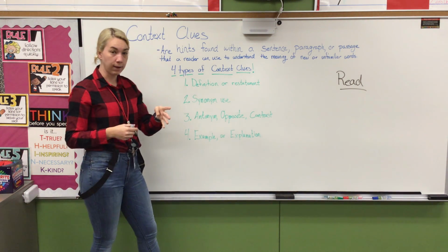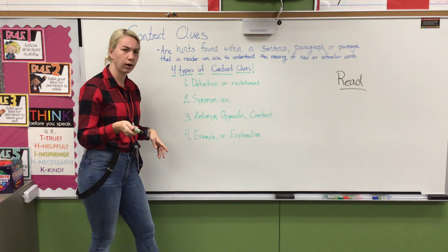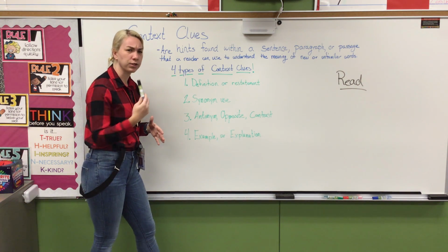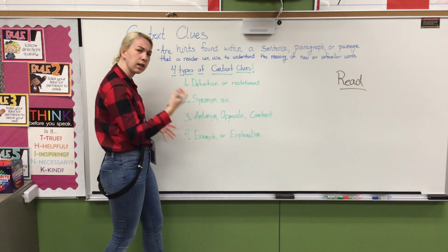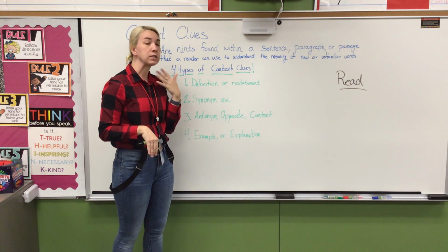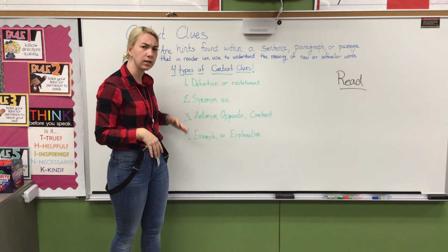There's typically 4 types. I know a video you're going to watch either today or tomorrow will tell you about a 5th type, and that's something we already worked on. We already worked on inferencing. Personally, I feel like inferencing is a little bit separate than context clues, because with inferencing you make up your own idea, but context clues tell you what that word is supposed to mean. They tell you what the new thing is.